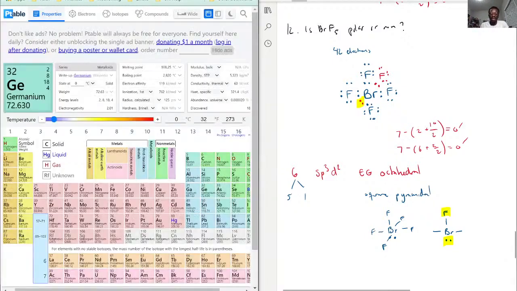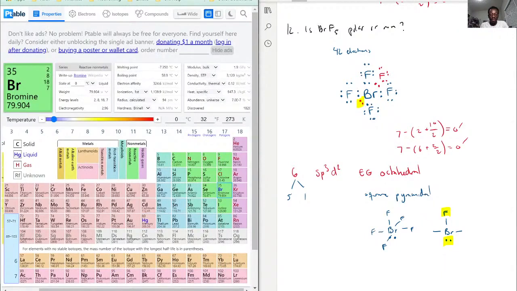You can even look at the electronegativity difference. Bromine and fluorine, yes, that is a huge electronegativity difference. Because of that, they are all polar bonds, true. But in order to see whether the whole molecule is polar or not, we have to see if all these polar bonds cancel each other out. And because of this lone pair, they don't.